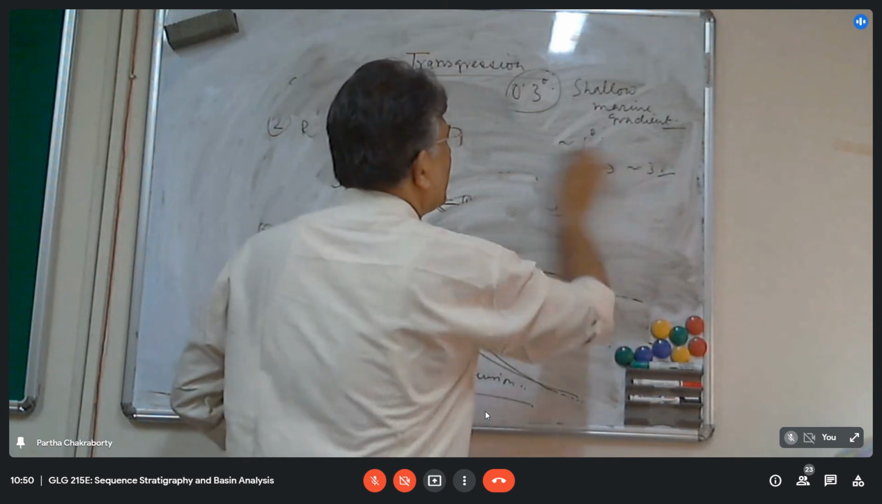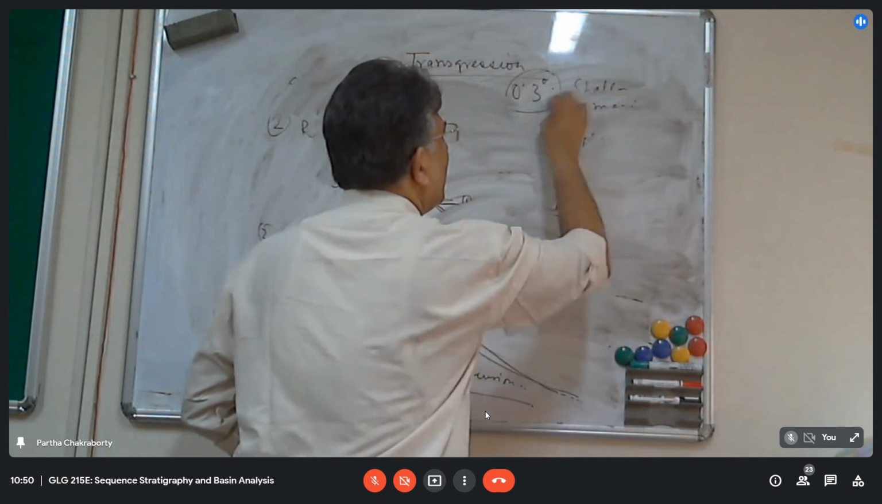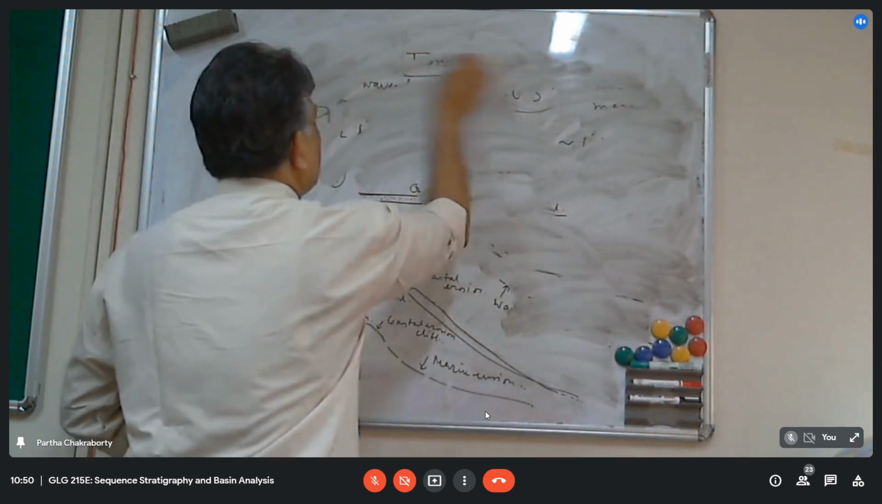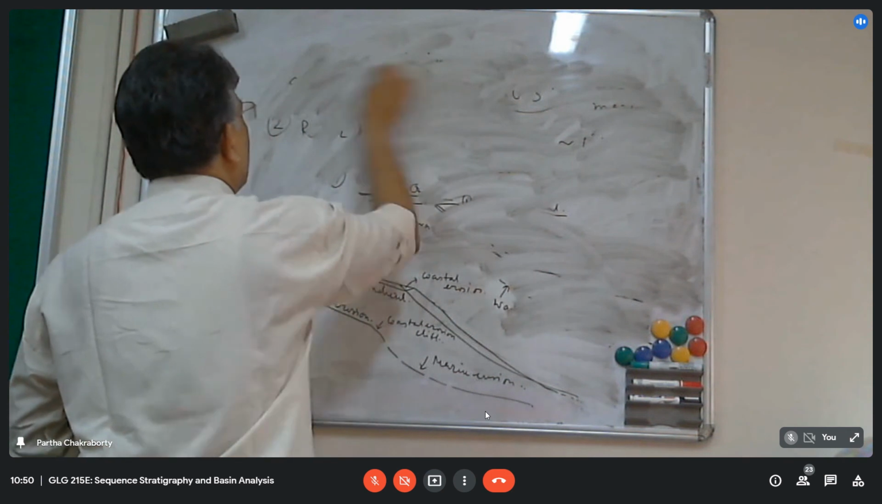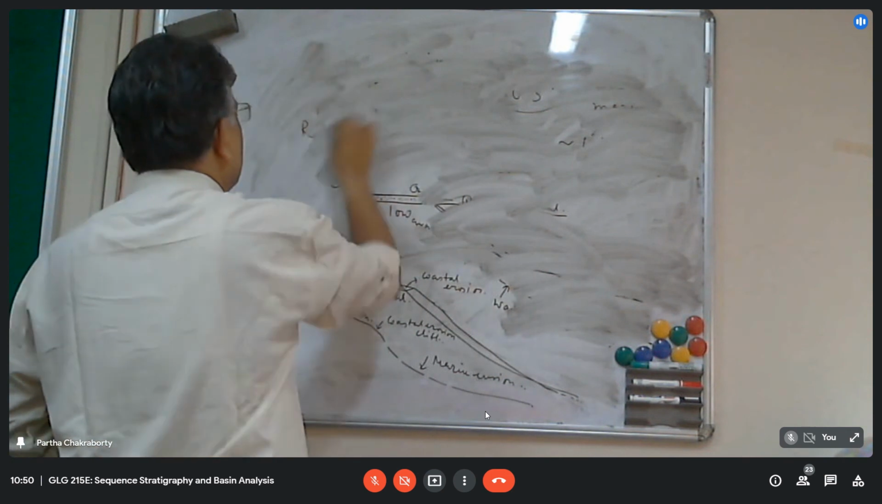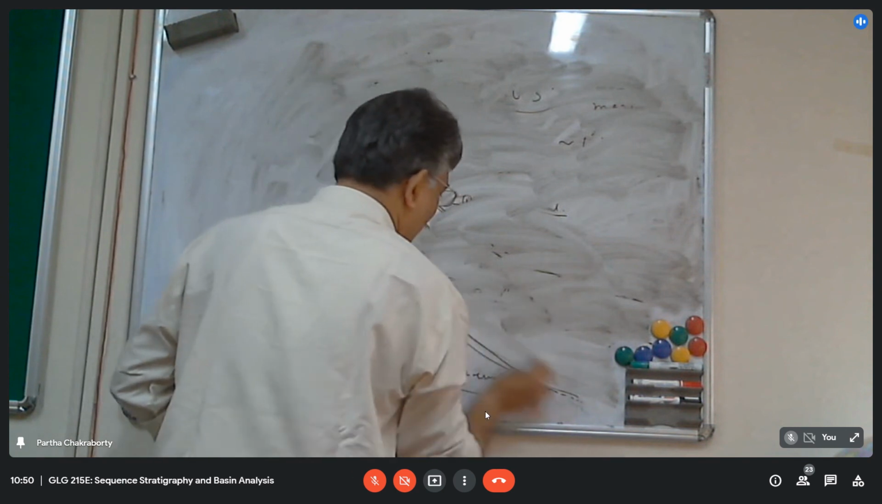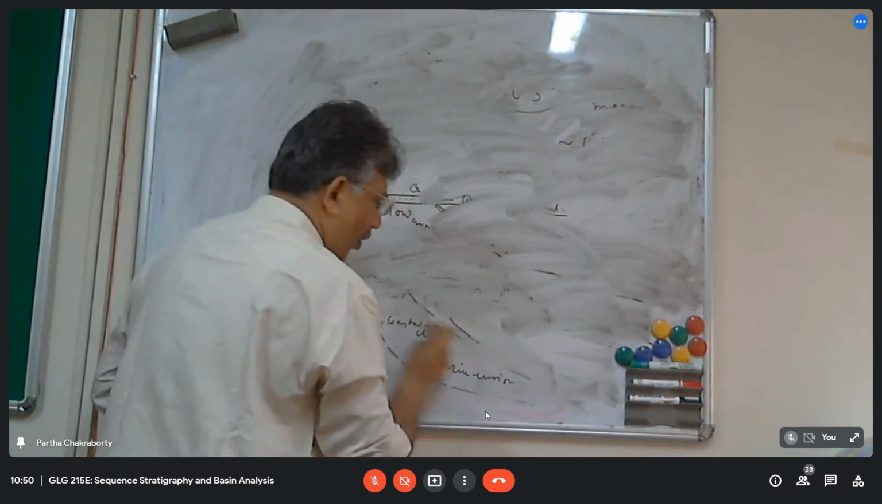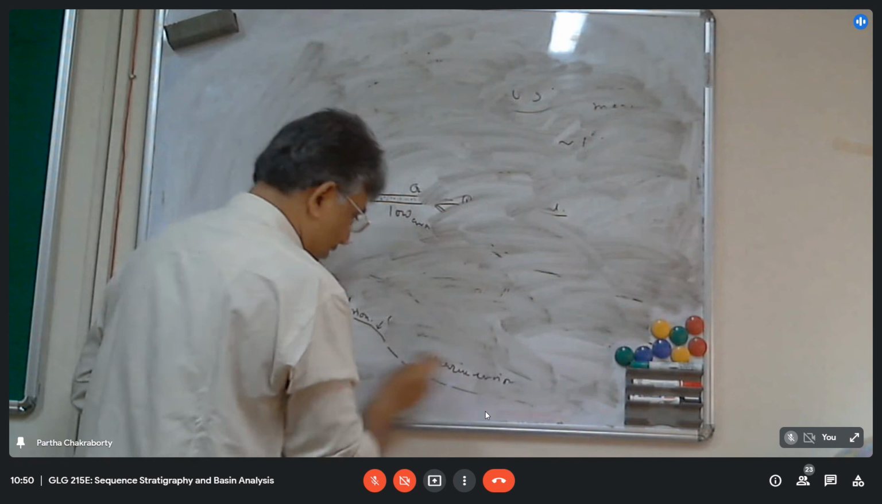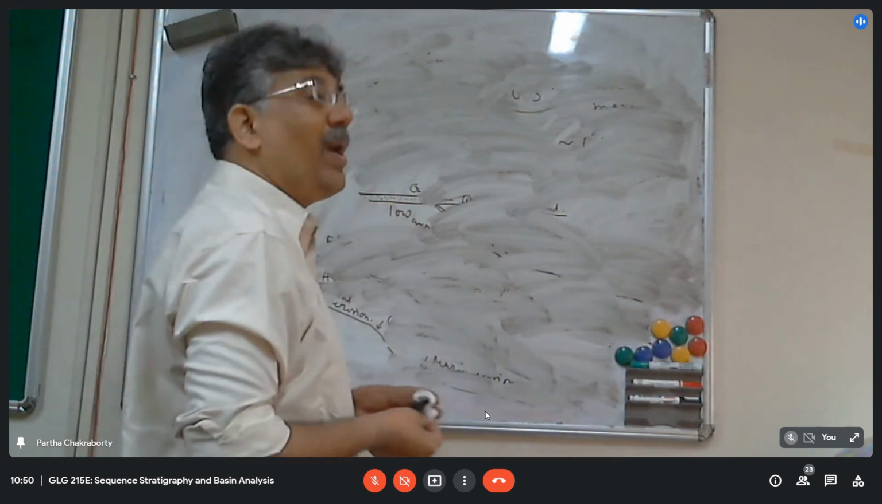How does the healing phase deposit form? Is it clear? What is called the healing phase deposit? And when the healing phase deposit forms, I think it is clear to you now. And why at all is it forming? What will be the character of the healing phase deposit? It will be completely wave reworked deposit.